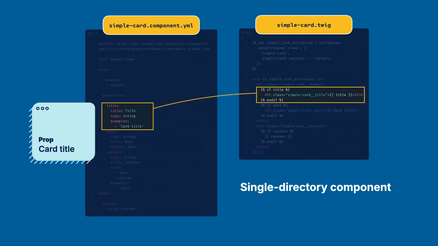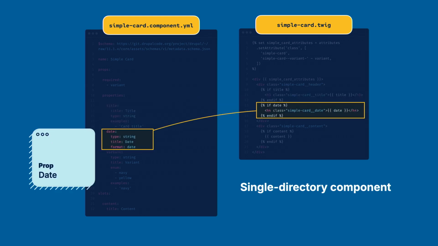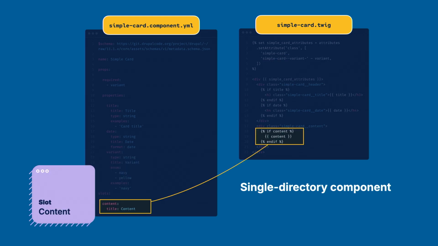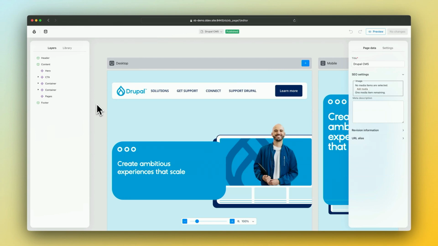And here is how I can define it. So I created a simple card component here, and the title prop, for example, that I defined that my simple card can receive. That's how it's outputted in the Twig template. And then it's able to receive a date and able to receive a variant, which is going to be an enum type, meaning that the values that it accepts are either navy or yellow. And then I'm just setting that as a CSS class. And then finally, also very important, I defined a slot. So the slot will allow me to drag other components into this component. So let's see this in action.